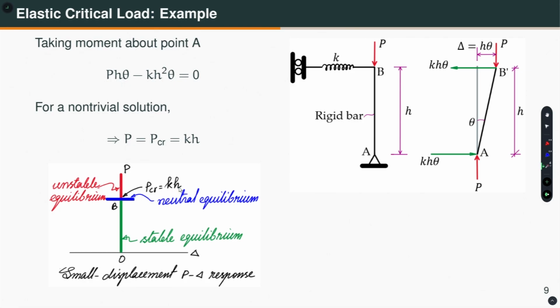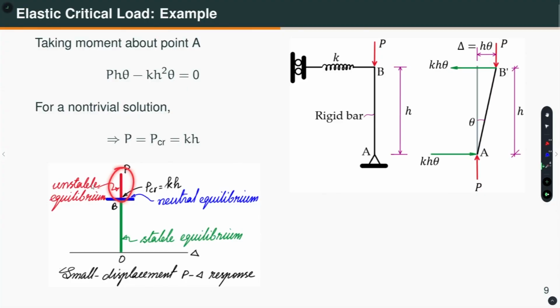Now, imagine if you keep on increasing the load further beyond kh, beyond PCR, then what happens? If you apply the slightest disturbance, it is going to collapse. It will never come back, but will keep on moving. That is called the unstable equilibrium. Therefore, the critical load is of interest, because beyond it you cannot get it in reality. And in reality there are other things that I will talk about.